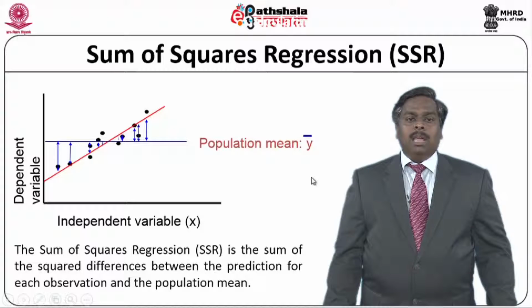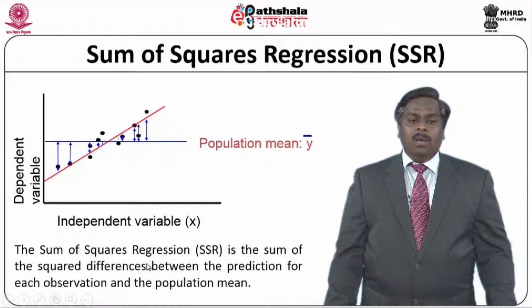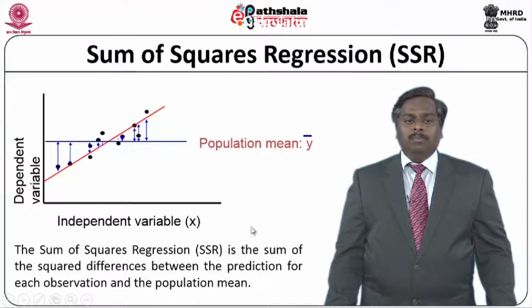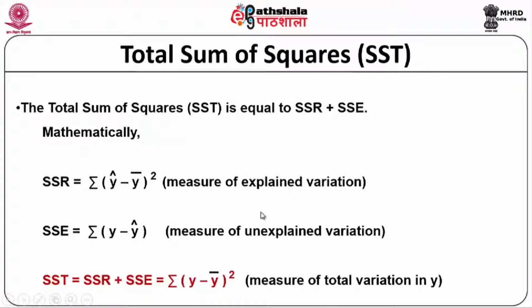This error can be squared, and the sum of these errors will result in SSR, which is called as sum of squares regression. So, this will provide a complete detail about what is the difference between the prediction for each and every observation and the population mean. Now, having determined this SSE and SSR, we can now compute what is the total sum of squares. The total sum of squares SST is the sum of SSR and SSE.